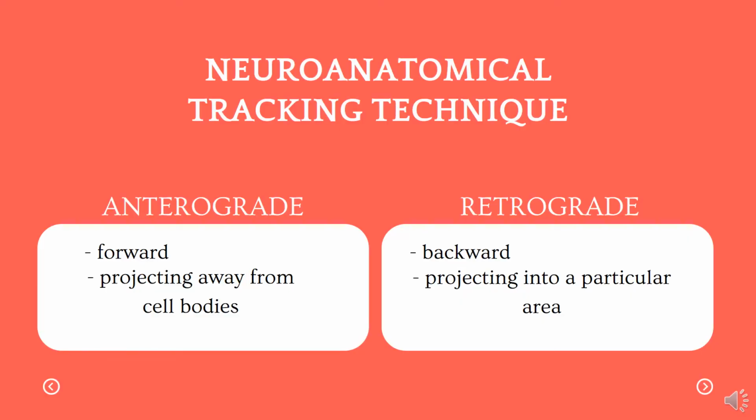Neuroanatomical tracing techniques. First are the anterograde tracing methods, used when an investigator wants to trace the paths of axons projecting away from cell bodies located in a particular area. While retrograde tracing methods work in reverse. They are used when an investigator wants to trace the paths of axons projecting into a particular area.